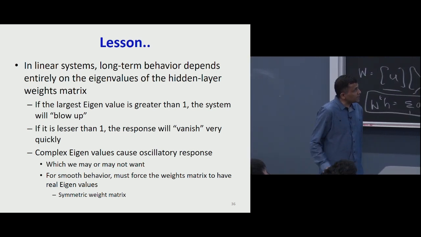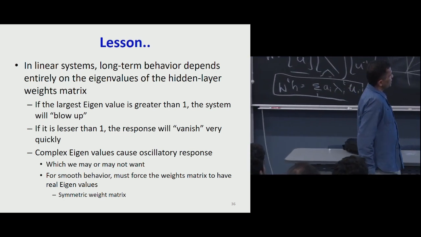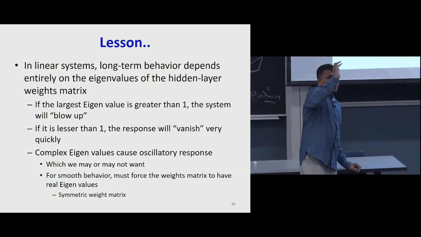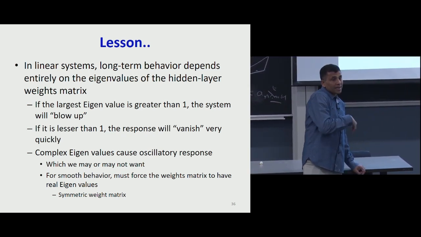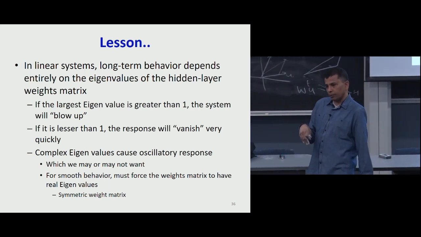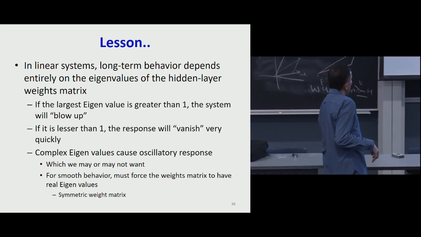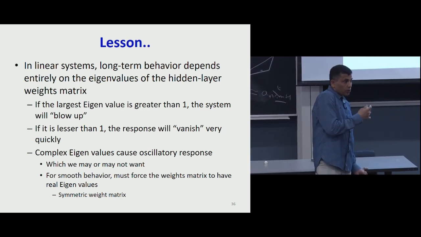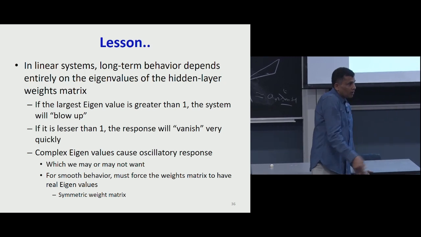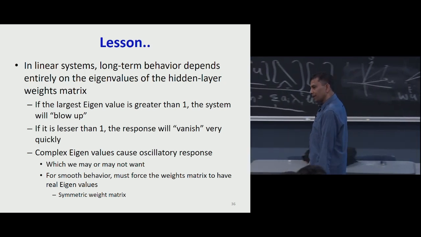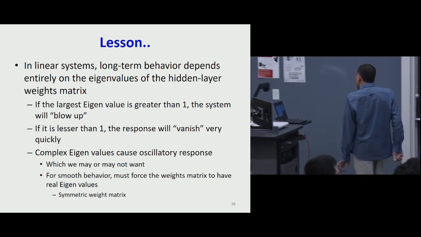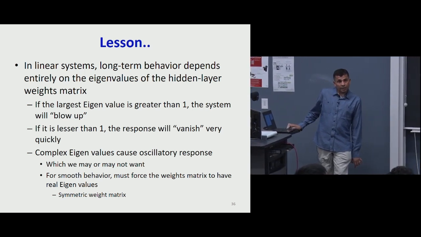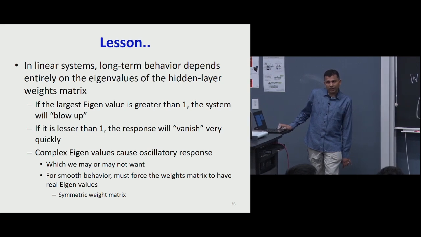Long-term behavior depends entirely on the eigenvalues of the hidden layer weights matrix. If the largest eigenvalue is greater than 1, the system response is going to blow up. If it's less than 1, it's going to die down to 0, right? And if you have complex eigenvalues, you will have some oscillatory response, but the magnitudes are still going to blow up or die off. Either way, it's not a very great thing. Now, this is just talking about not using non-linearities. This was for a linear system, right?